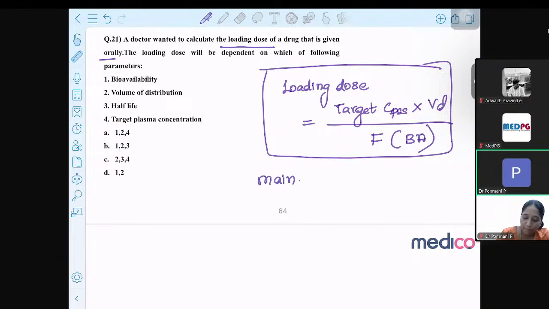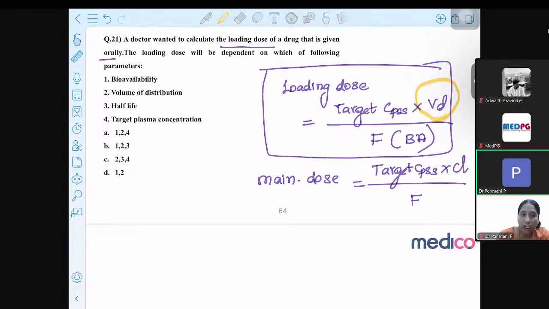What is the formula for maintenance dose? Maintenance dose is also the same, which is target plasma concentration, but instead of volume of distribution, what will you get here? Clearance divided by F. So what is the one thing which is changing? The loading dose is dependent upon the volume of distribution, whereas the maintenance dose is dependent upon the clearance. Okay. So the loading dose is dependent on which of the following? Yes, bioavailability is needed, volume of distribution is needed, target plasma concentration is needed. Which is not needed? Half-life is not needed. So the option is option 1, 2, and 4, which is option A.